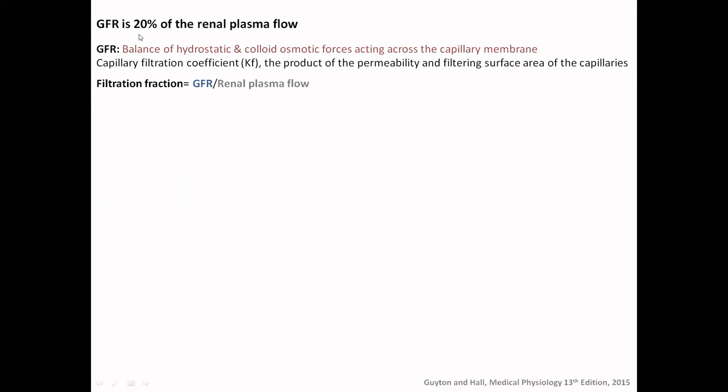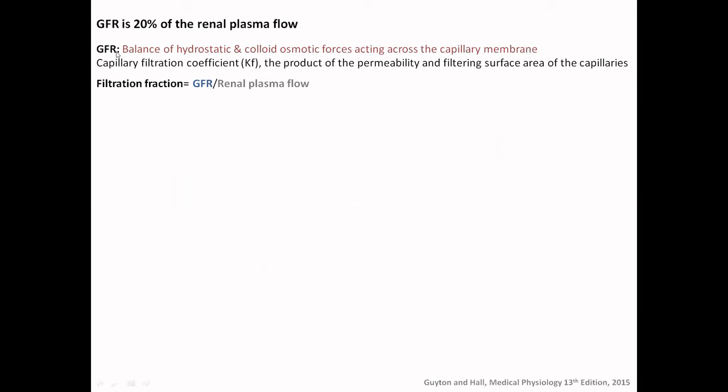Glomerular filtration is 20% of the renal plasma flow. So whatever blood reaches the kidney, that is 22% of the cardiac output, but of this 22%, 20% of the renal plasma is what is filtered into the Bowman capsule. Means 80% does not filter, 20% is filtered into the Bowman capsule.